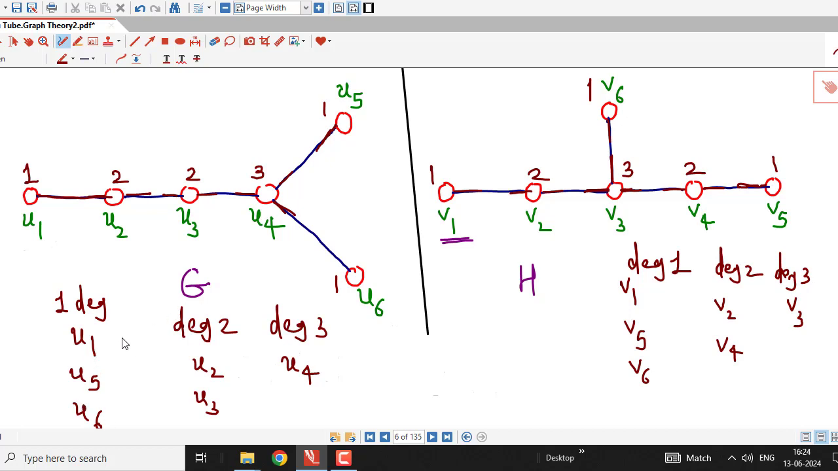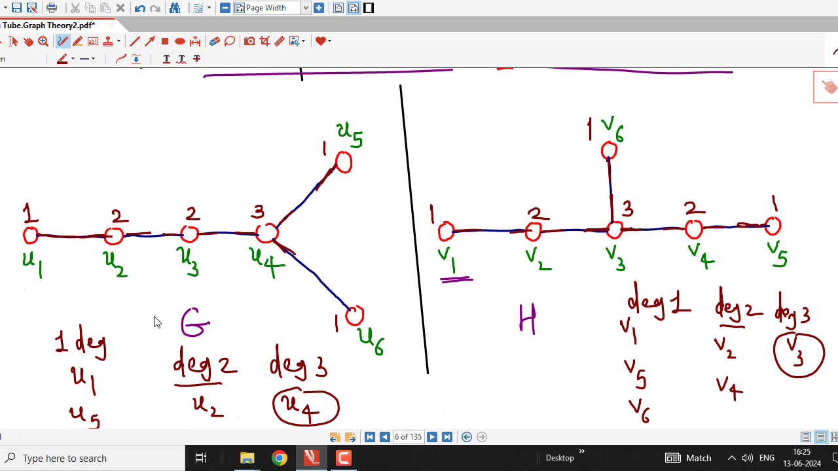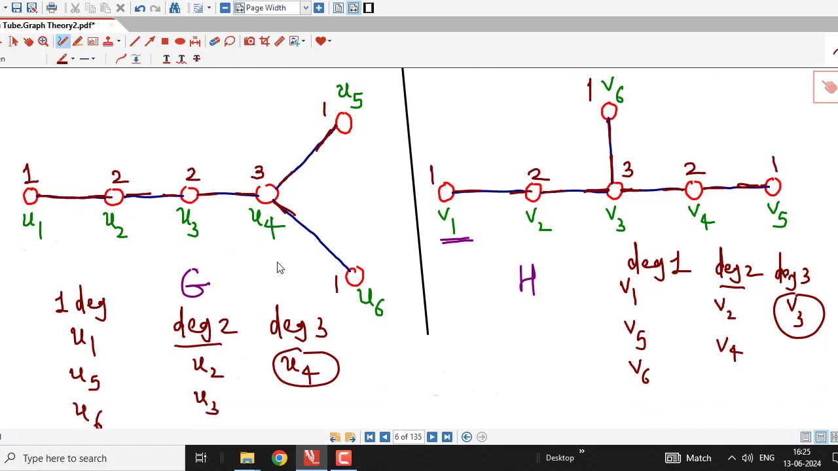So we can compare here, we have 3 vertices of degree 1, same thing here. Here also we have 3 vertices of degree 1. In graph G there are 2 vertices of degree 2. So here also there are 2 vertices of degree 2, and both the graphs have 1 vertex of degree 3. So this gives us the idea that there is a chance that these graphs can be isomorphic.